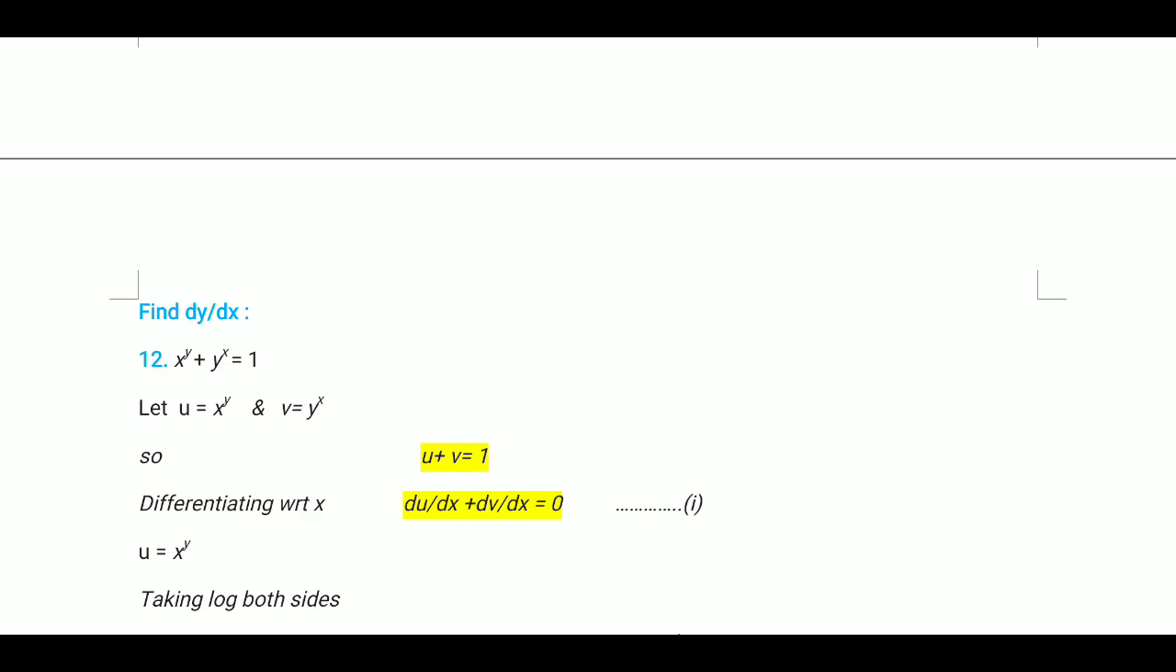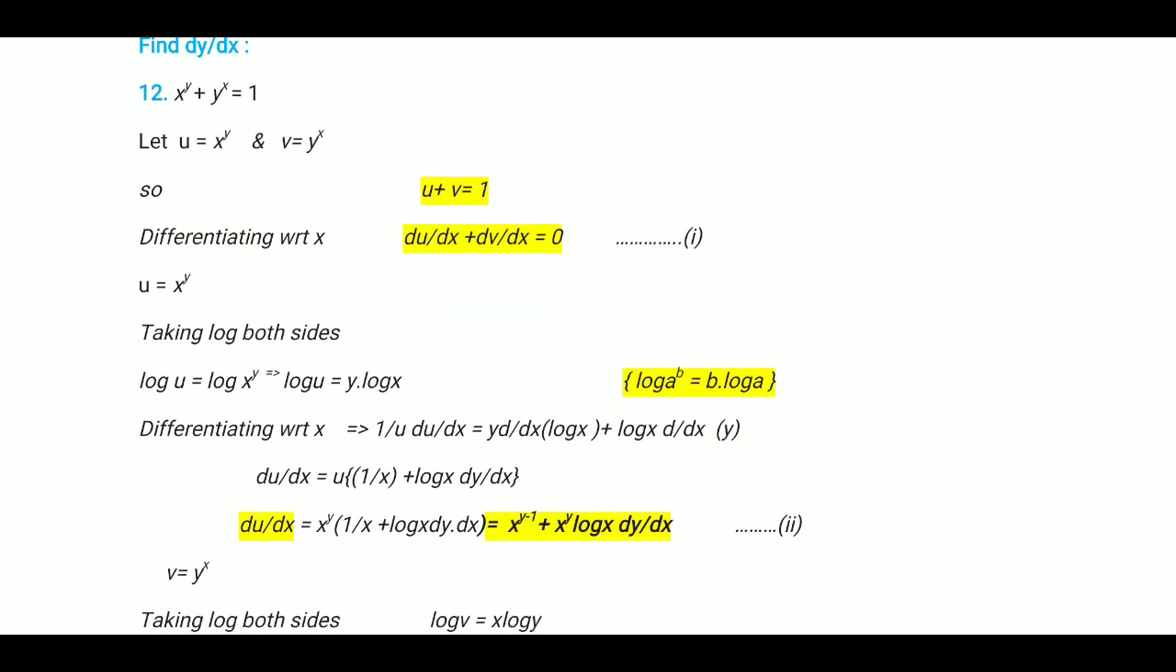This is the equation, and you have to find the value of du upon dx and dv upon dx, and then put here. You will find after calculation dy upon dx. Here you have u is equal to x power y. This is in power form, so we can take log both sides. So log u is equal to log x power y. So that means log u is equal to y log x by the rule of log. So differentiate both sides with respect to x. Differentiation of log u is equal to 1 upon u du upon dx.